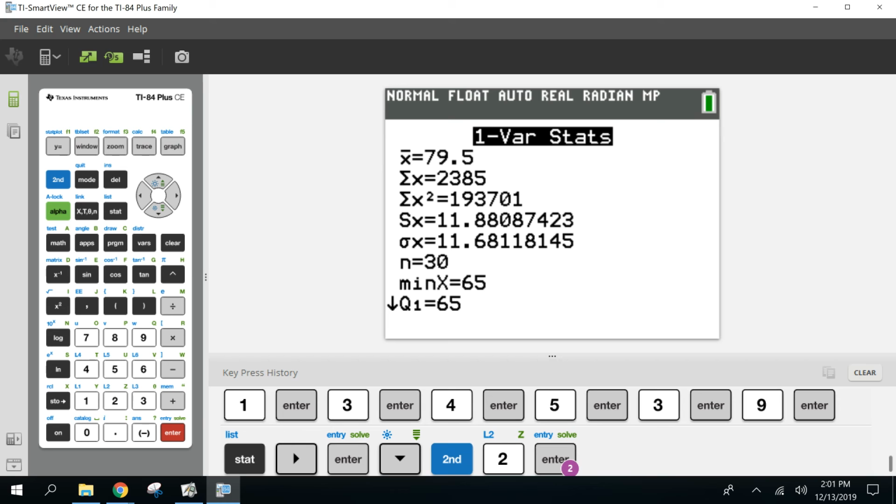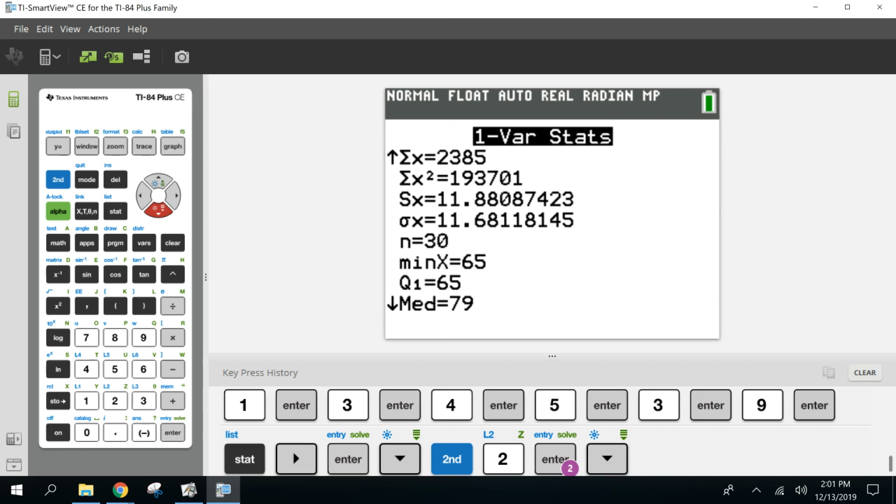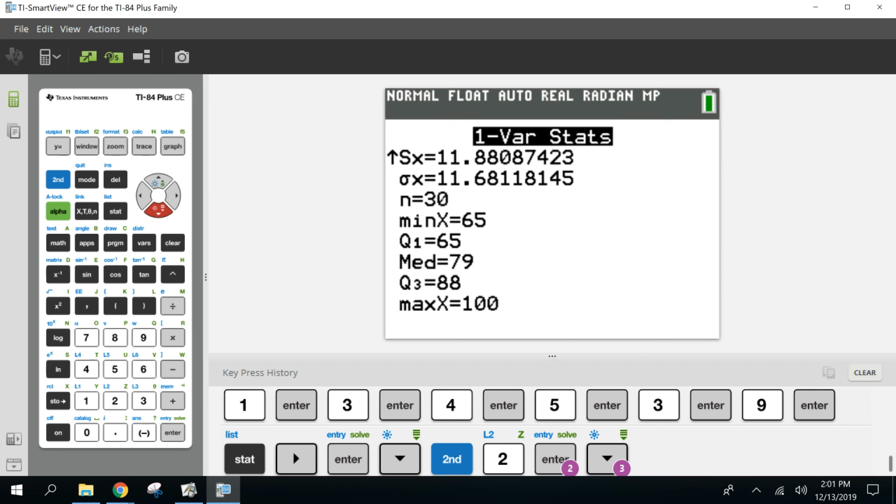Calculator's nice. It conveniently gives you your 5-number summary all in one bunch. That is great. There it is. There's your 5-number summary, everybody.